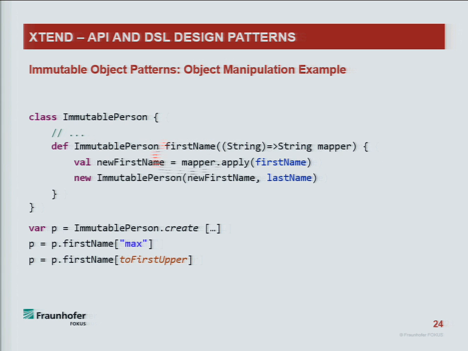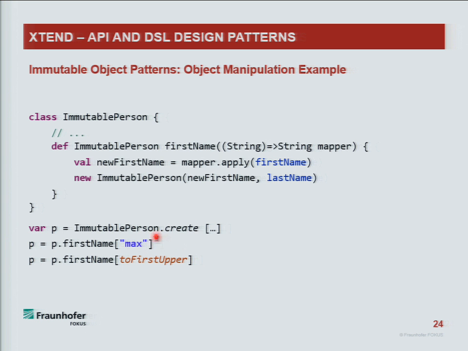And here we have update methods for first name. What it does is it takes a lambda from string to string, from old first name to new first name. It applies the method and creates a new version of immutable person. So here you see the usage and why it can be nice to use these update methods instead of the with methods.